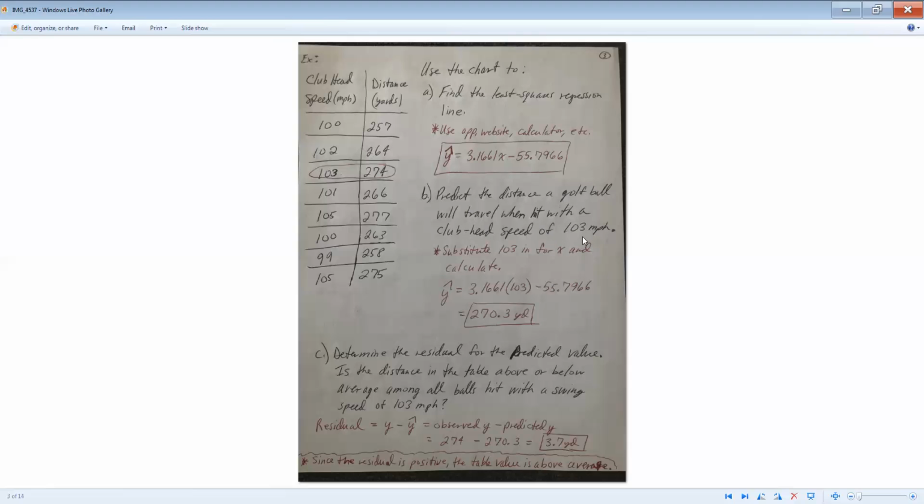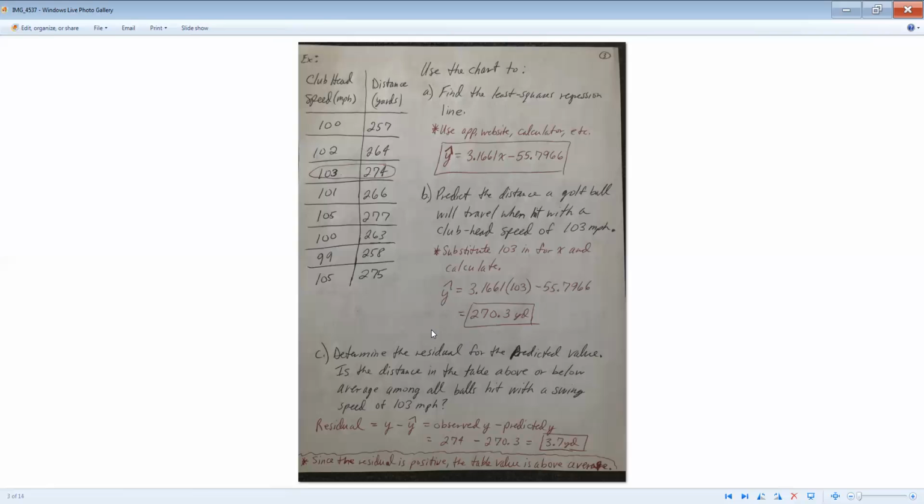So what you would do is take the 103 and plug it into your equation for x. Remember, that's what the regression line calculator is for, to predict values based on past observations. So we'll take the 103, plug it in according to this equation. The predicted distance that a ball would travel if hit at 103 miles per hour would be 270.3 yards. So y hat represents your predicted y, and it would be 270.3 yards.